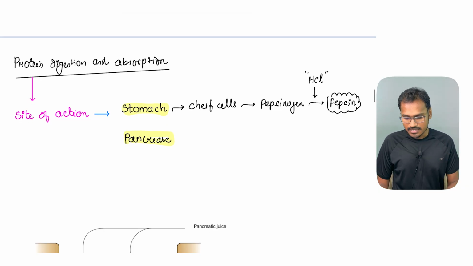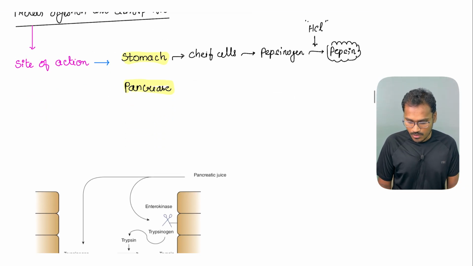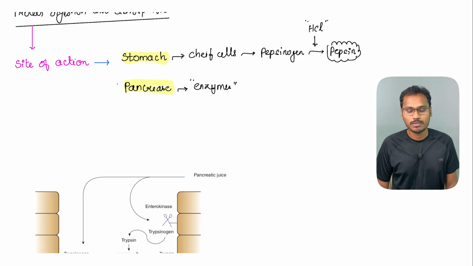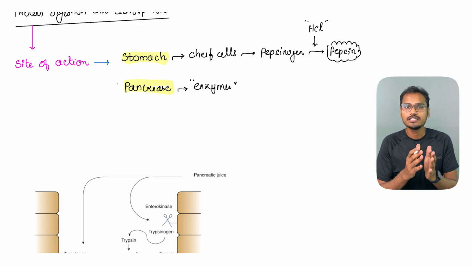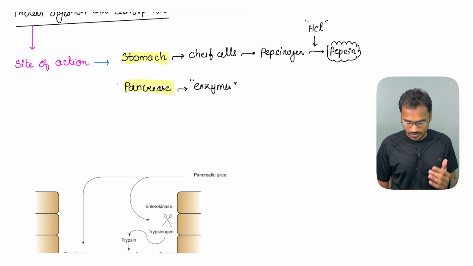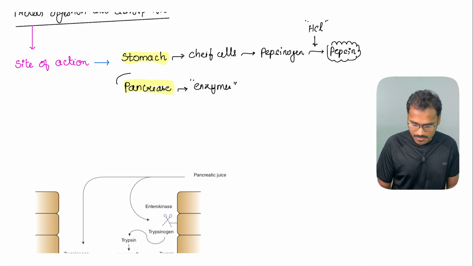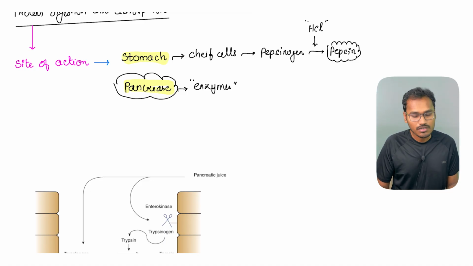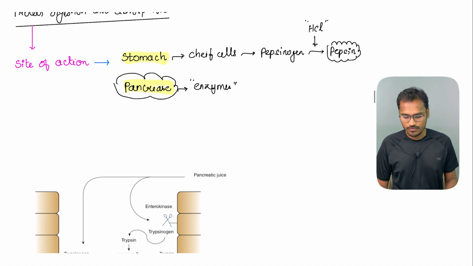Coming to the pancreas, it will produce a lot of enzymes. The pancreatic enzymes, the exocrine part of the pancreas, will produce a lot of enzymes, and all of them are helpful in protein digestion. They are going to break down every single component of a protein until the end products are formed. So they are the most powerful enzymes. In carbohydrate digestion also we saw that pancreatic amylase is the most powerful enzyme.